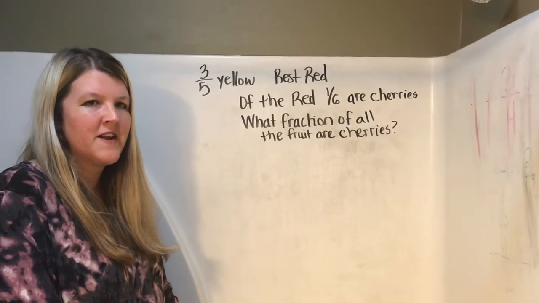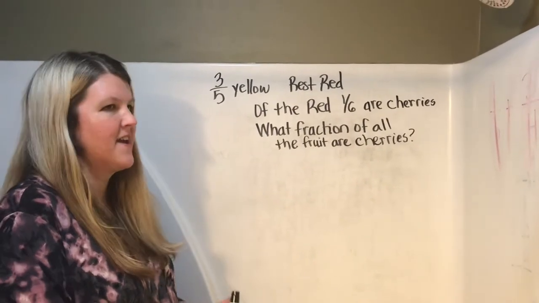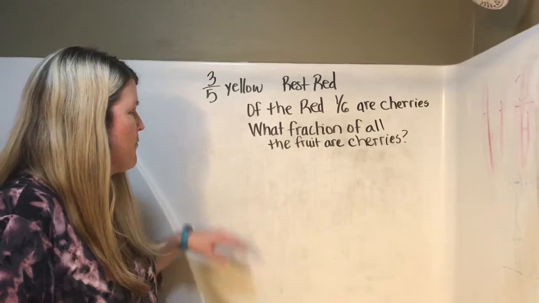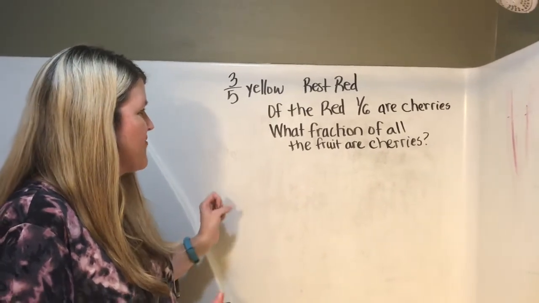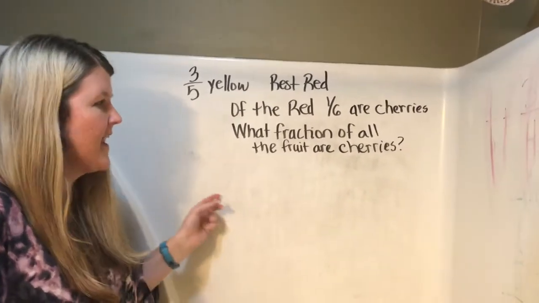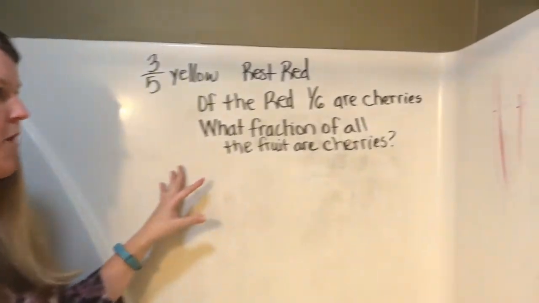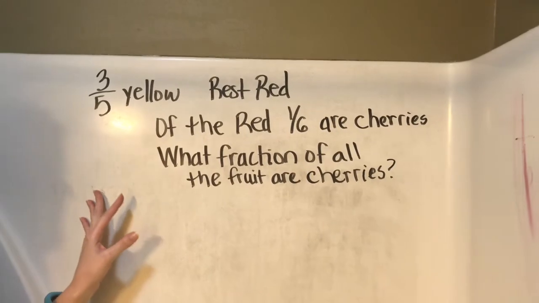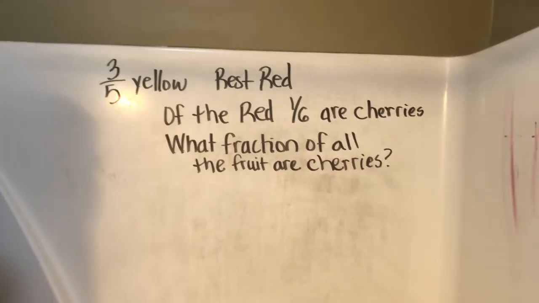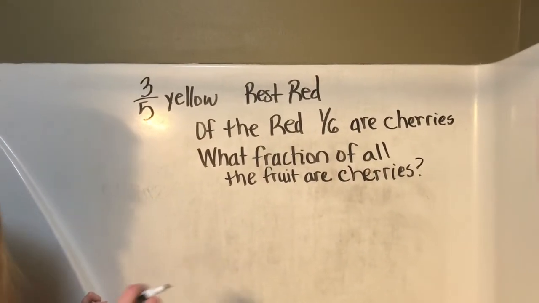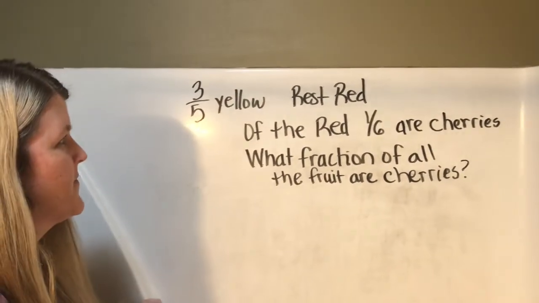All right, so we're going to finish up this problem before I can eat my cobbler. I want to know what fraction of all the fruit are cherries. And if you haven't already done so, you can pause this and solve this problem, and then follow along as we go through it, and see if you worked it out the same way that I'm about to.